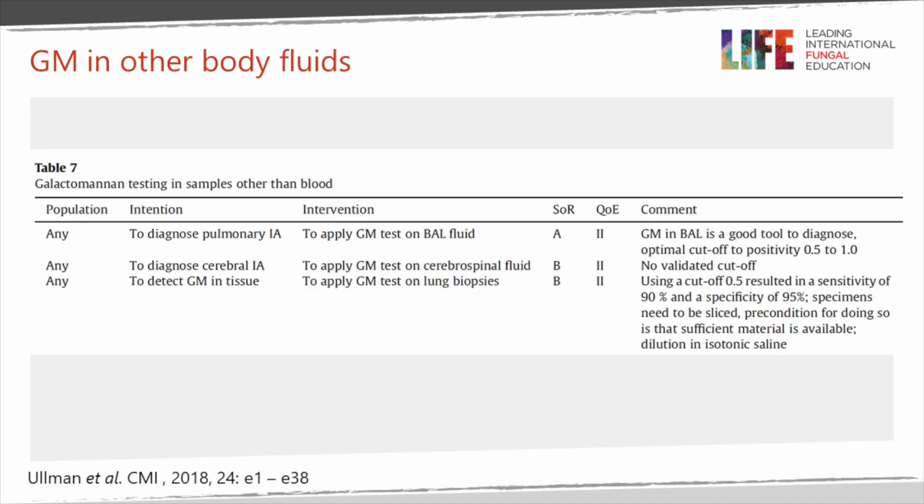So here we have, again from the recently published European Confederation of Medical Microbiology guidelines, the recommendation for the use of this particular marker in other body fluids, and well, we've discussed this already, BALs, but here we have lower levels of recommendation based on the quality of the evidence. So little data on other specimen types beyond BAL.